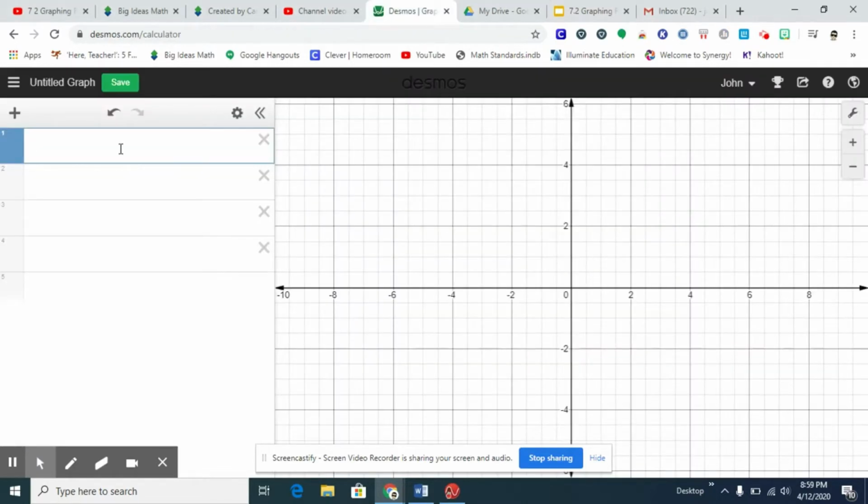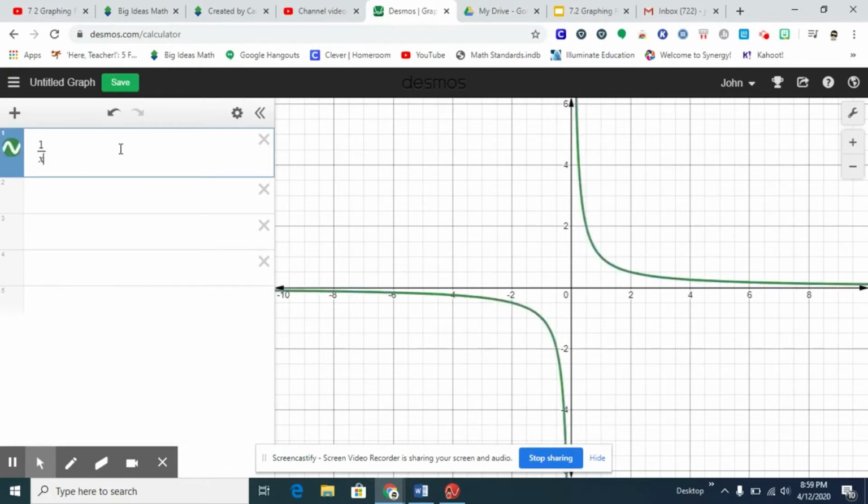So now I'm here in Desmos. I would write the function, which is 1 over x, then hit enter. There. So that is now our graph.